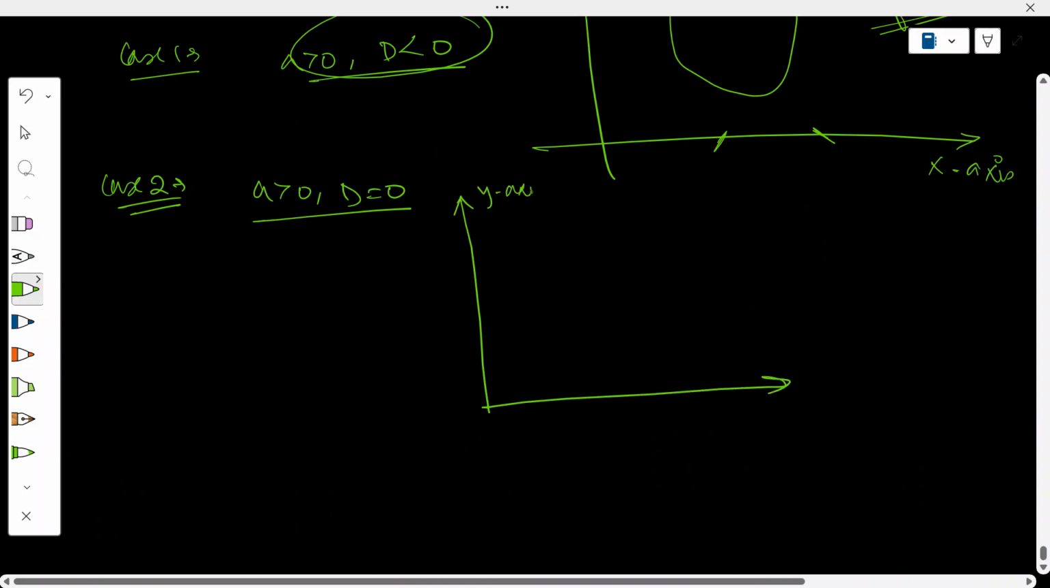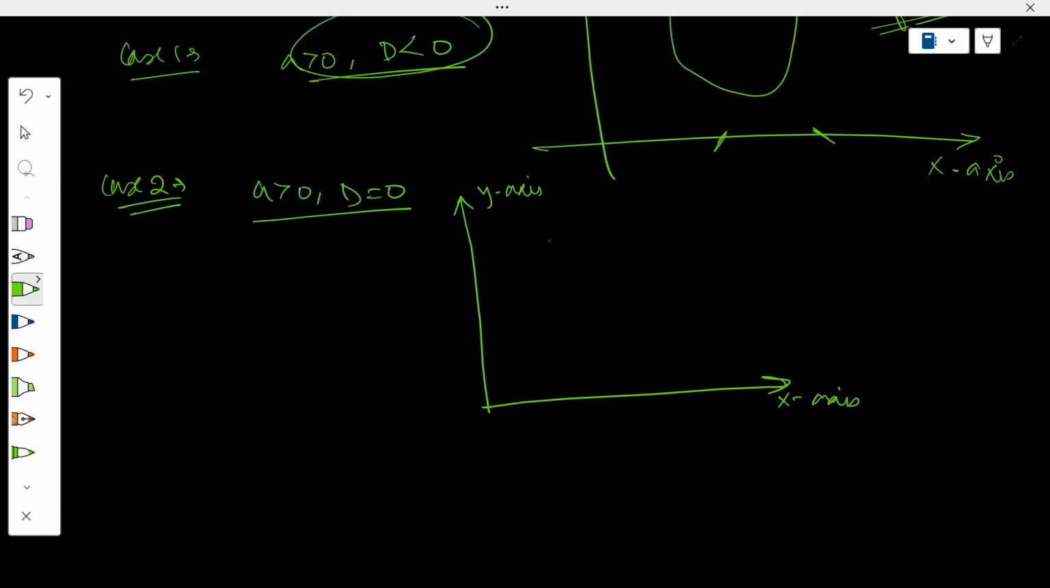this. This is the y-axis, this is the x-axis, and the graph would be like this. There will be a single point of contact between the x-axis and the graph because the roots are equal roots.